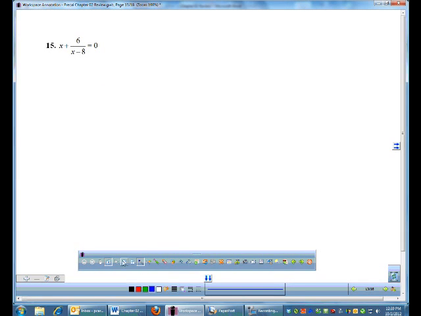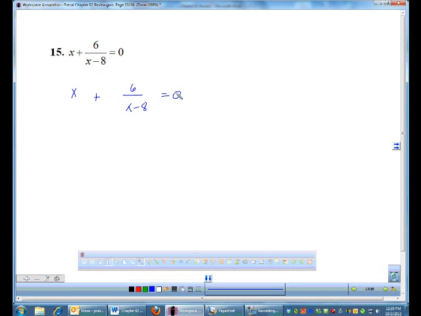Number 15, same thing. We're going to multiply everything by the common denominator. No factoring needed on this one, so I'll just rewrite it. Give me room to multiply by the common denominator. And my common denominator in this case, this is over 1, my common denominator is simply x minus 8. I'm going to multiply everything by x minus 8.